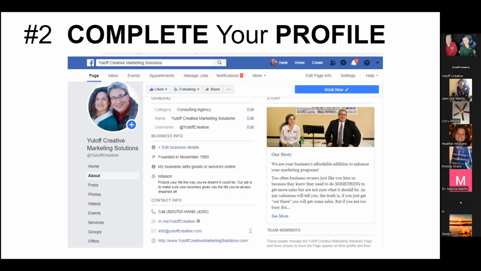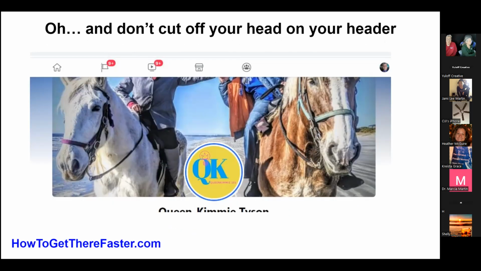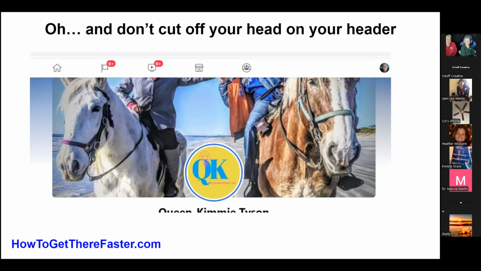Absolutely. I think the algorithms smile more upon profiles that are filled out, because it shows you're actively using those platforms. Just a couple of notes. Make sure you don't cut off your head on the header. I saw this one, it was, oh goodness. Well, so now I remember her name because I didn't quite cut it off on the bottom of the slide, but yeah, you can kind of adjust those pictures too. So don't cut off your head. Don't behead yourself.